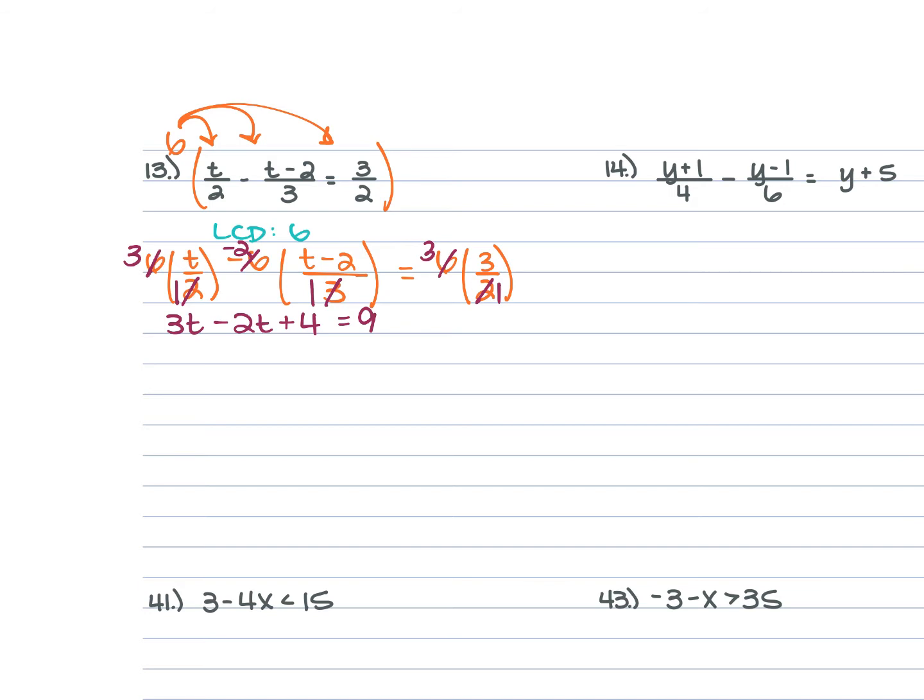Correct. Yep. So from here on the left side, you have like terms. Combine them. 3t minus 2t is what? 1t. So that's just t plus 4 is equal to 9. Get t by itself. What are you doing with the 4? Good. So t is equal to? 5.